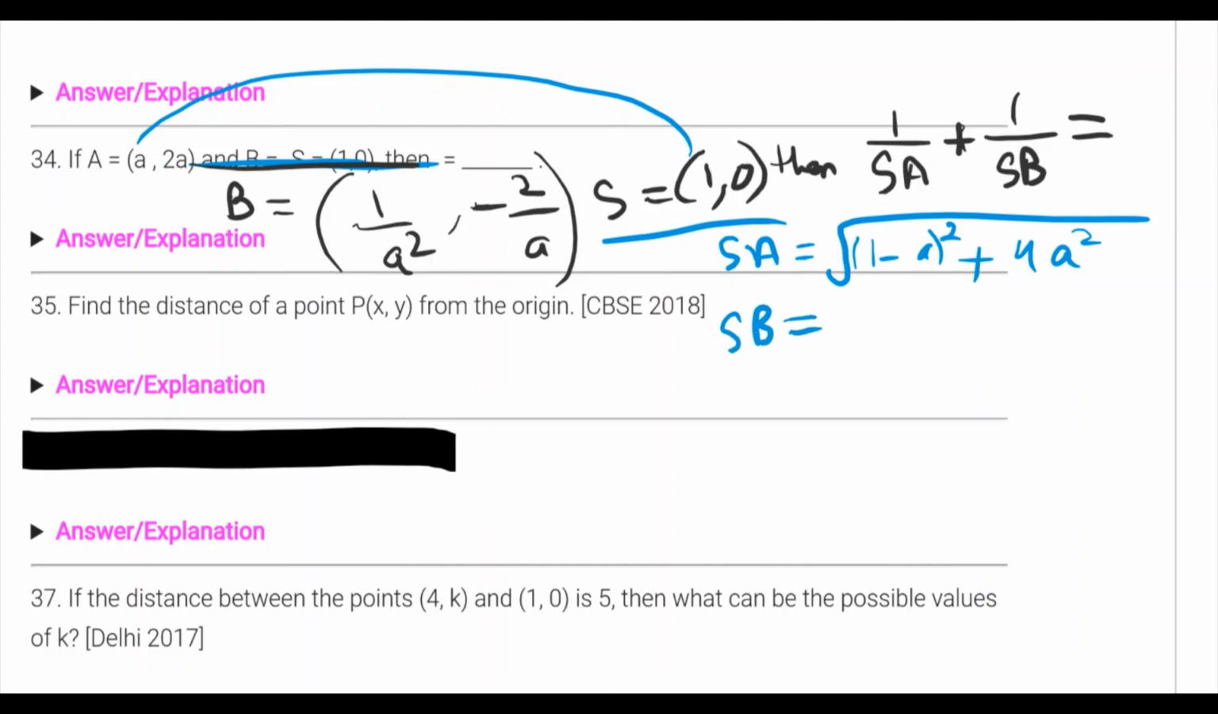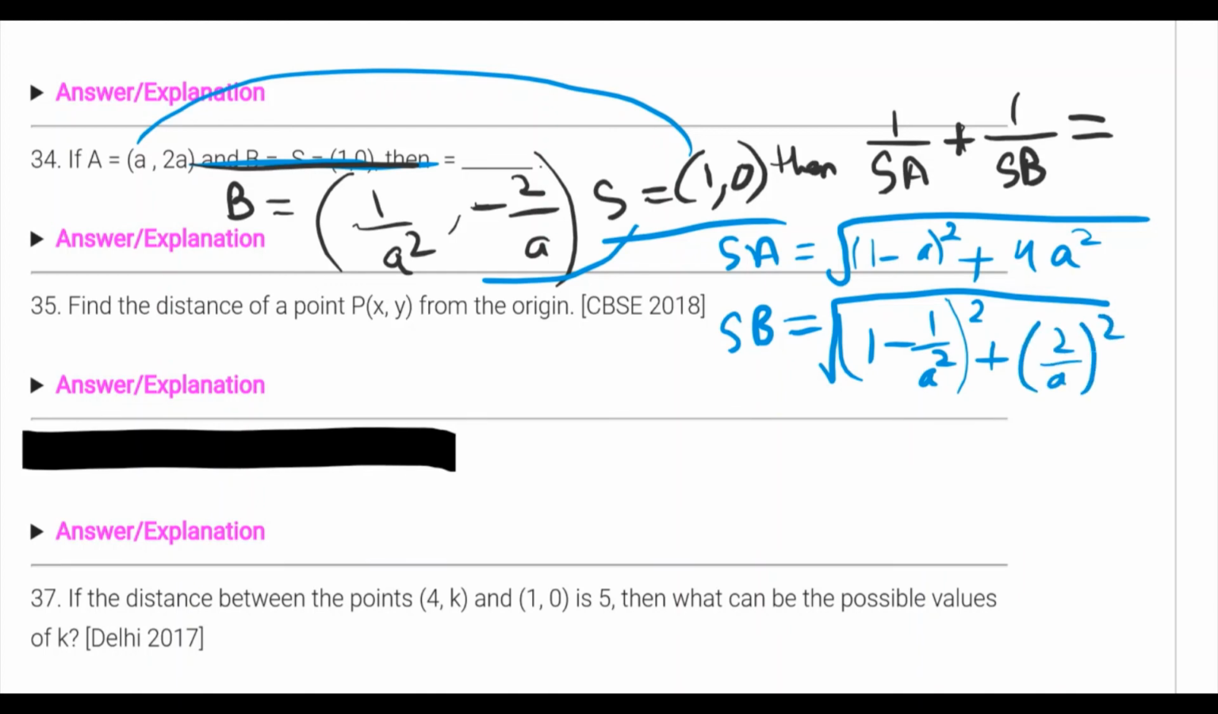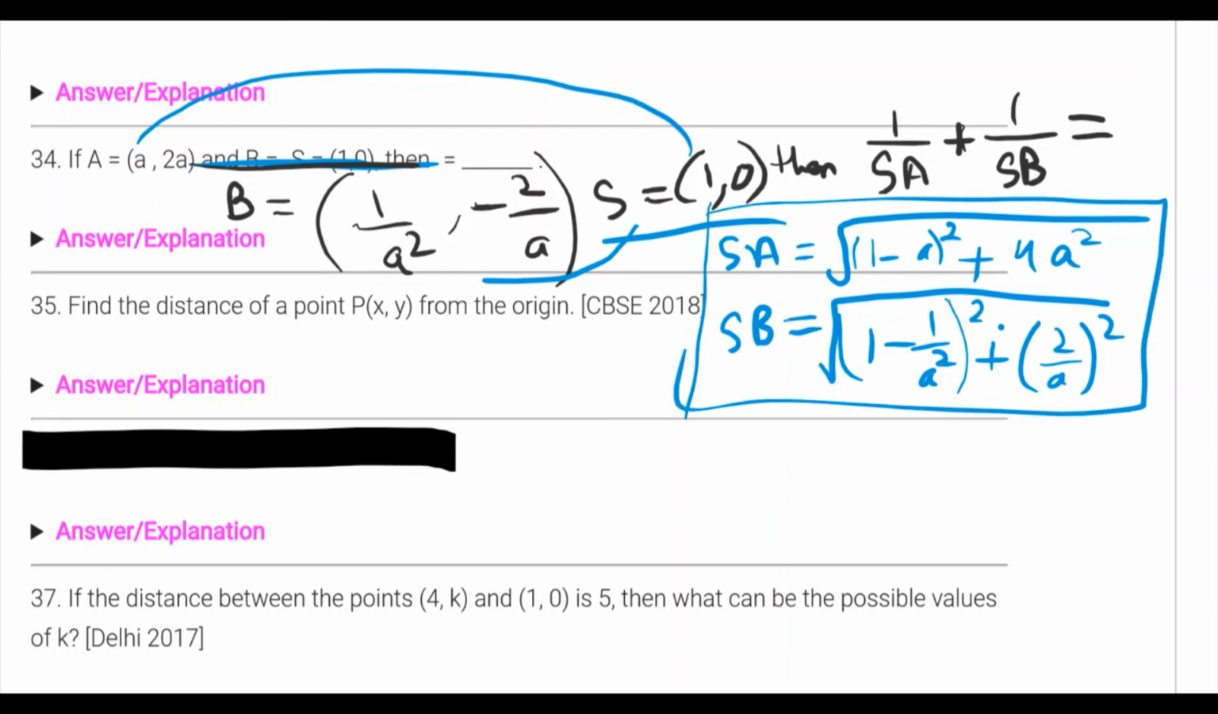And SB equals square root of 1 minus 1 by A square whole square plus 0 minus of minus 2 by A whole square. So this question involves the addition of reciprocal roots. So we're going to skip this. This is not required for CBSE 10th class.